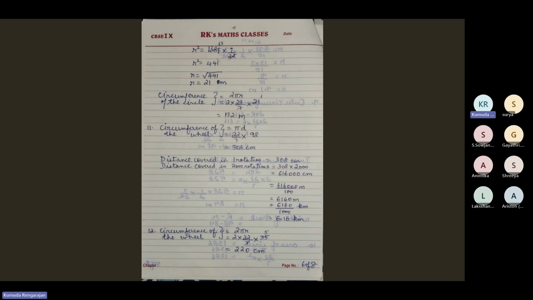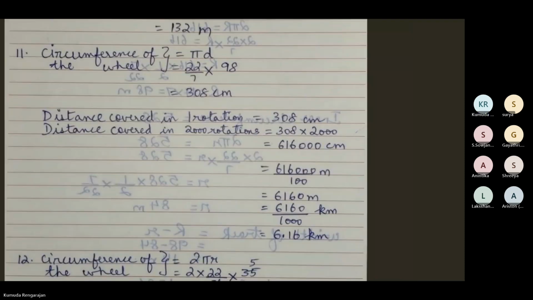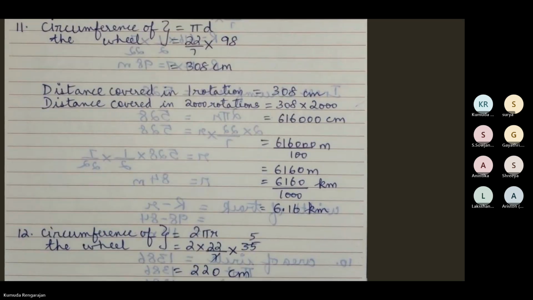Since diameter is given, I found the circumference using pi d, and that's the distance covered in one rotation. So in 2000 rotations, multiply by 2000. The answer will be in centimeters. I converted that to meters, and then to kilometers. You can also directly convert it to kilometers. We converted to meters, but it is 6,160 meters, which is more than 1,000 meters, and 1,000 meters is 1 kilometer. So you can further convert it to kilometers.